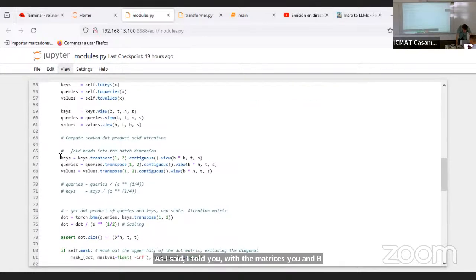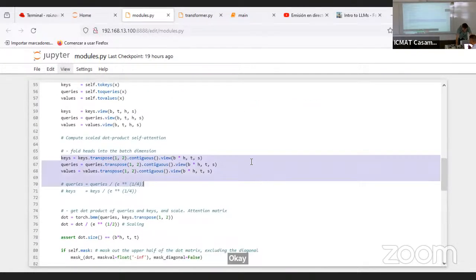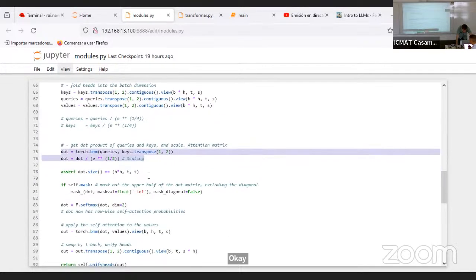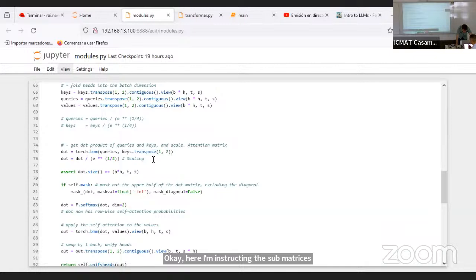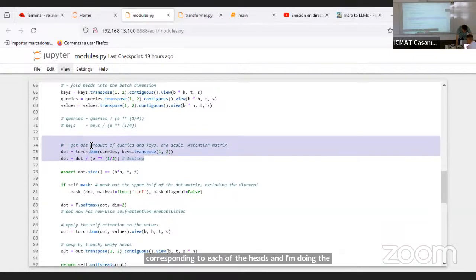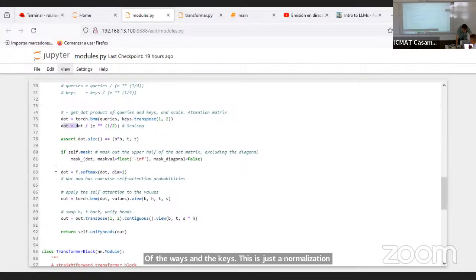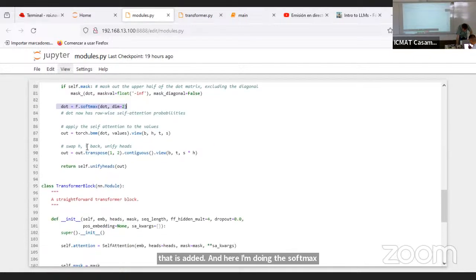Okay. Here I'm extracting the submatrices corresponding to each of the heads, and here I'm doing the product of the queries and the keys. This is just a normalization that is added. And here I'm doing the softmax transformation of this product of matrices. Once I have that, the output is nothing else but the dot product of the values that I computed before and this, which is the attention matrix, nothing else.